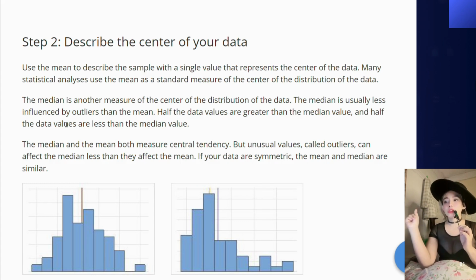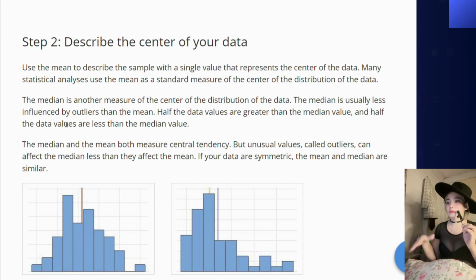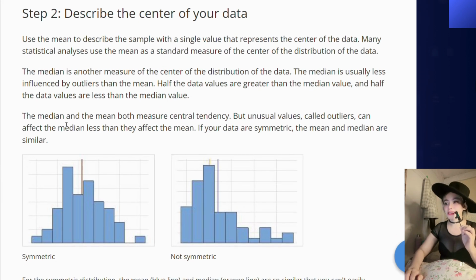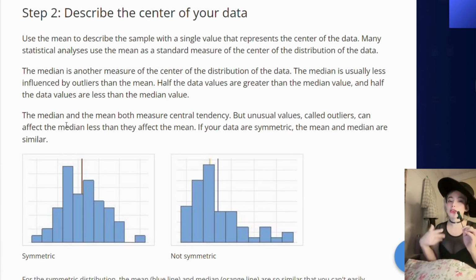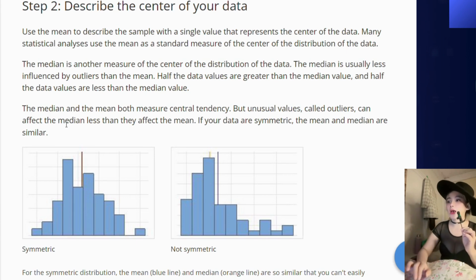Now, the median is another measure of the center of the distribution for the data. The median is also usually less influenced by outliers than the mean. Half the data values are greater than the median value, and half the data values are less than the median value. You guys already know the definition of median and mean. So basically, it just shows you the picture in Minitab. What you're seeing right now is not numbers anymore, but it's already interpreted as a beautiful painting.